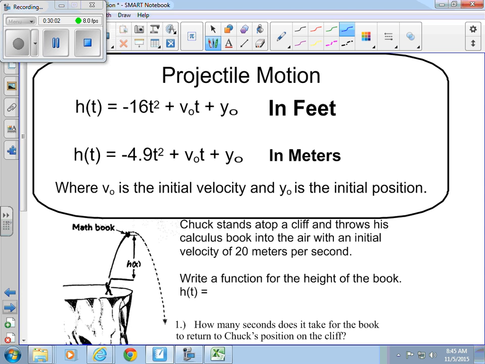The gravity constant in meters on Earth is negative 9.8. So half of that is what goes there. The reason you need to know that is you could be given a problem on the moon, in which case your gravity constant would be different. They have to tell you what the gravity constant is if it's not one of these two. So keep that in mind. It's half the gravity constant plus the initial velocity times time plus the initial position.